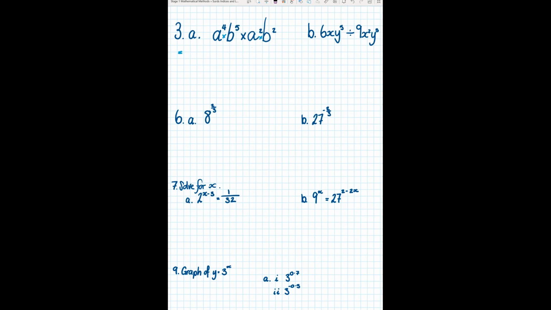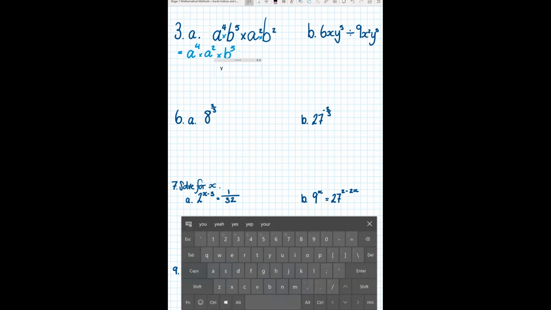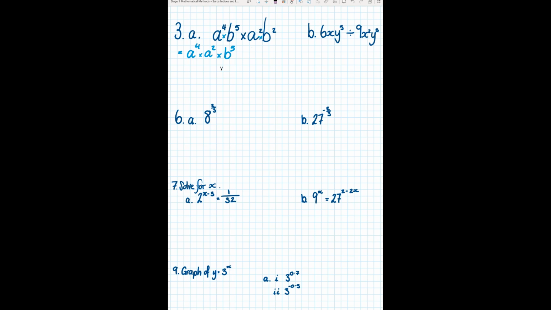And we can rewrite this if we want to, just to simplify it a little bit more, because when we're multiplying, it doesn't matter what order things happen in. a to the power of 4 times a to the power of 2 times b to the power of 5 times b to the power of 2. And we know when we multiply the same base numbers, we add the powers. So we have a to the power of 6 multiplied by b to the power of 7, and that's our solution.